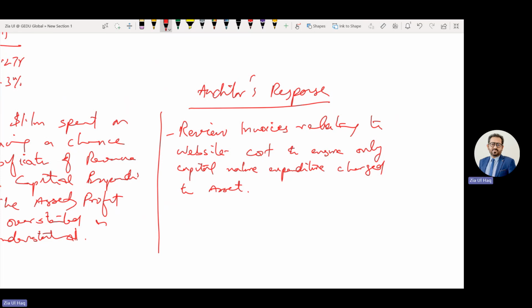1.1 million cost they have spent. How can we verify? How can we verify the 1.1 million cost they have spent? So cash book, bank statement. So inspection of cash book / bank statement to verify cost spent.